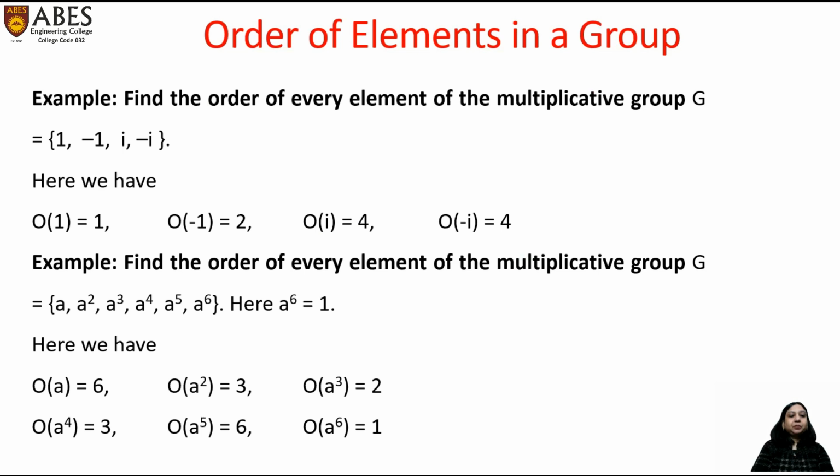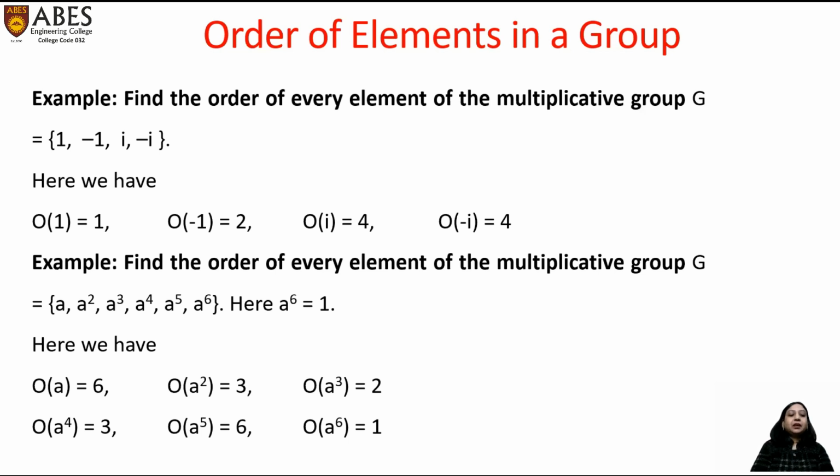Order of A will be 6 because A raised to the power 6 is 1. Order of A square will be 3 because A square cubed becomes A6, which is 1. Order of A cube will be 2 because A cube into A cube will be A6, and A6 is 1. Order of A4 will be 3 because it will become A raised to the power 12, and A raised to the power 12 will be 1 as A raised to the power 6 is 1.